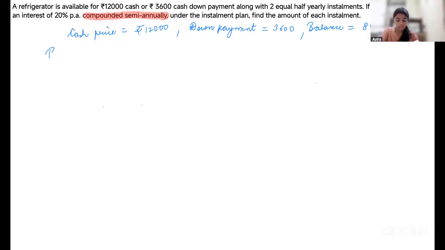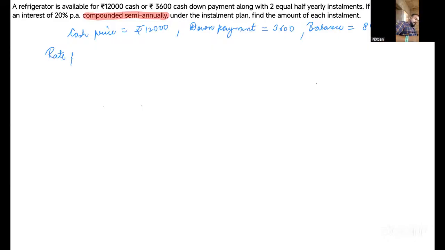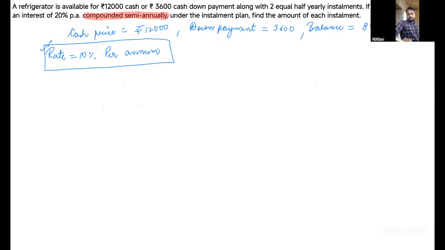20%. But guys, it's per annum. And because it's saying semi-annually, in the semi-annual case we divide the rate by 2, so the rate becomes 10%. Did you understand, guys? So the rate will become 10%. Okay. Now the rate is given. Time. Because we use the compound interest formula, we don't need time.